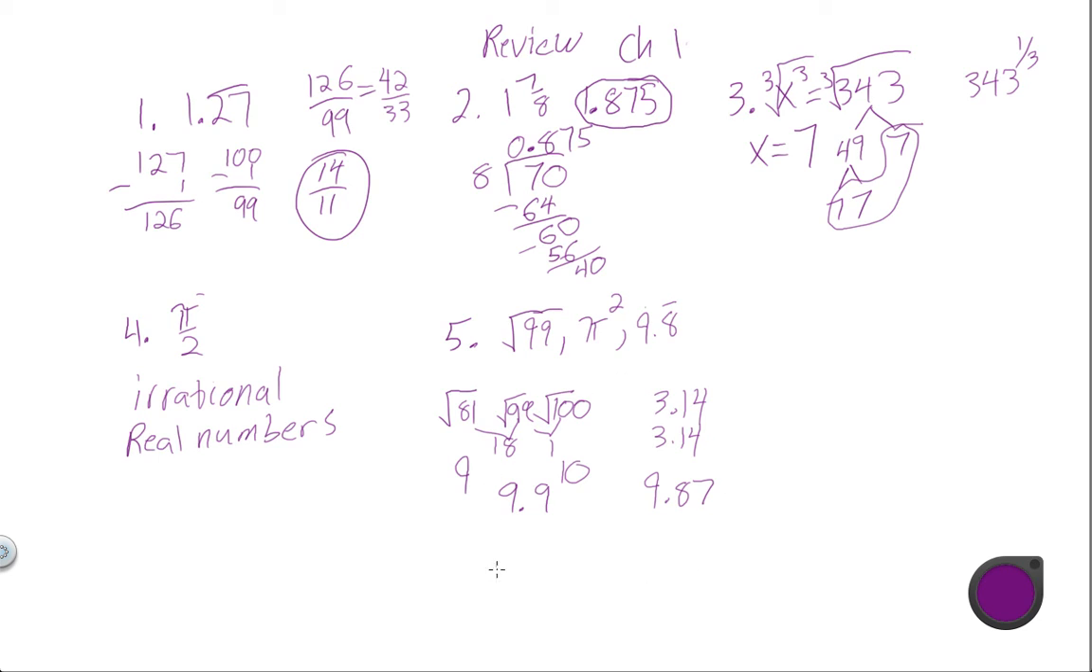And so if we were to put these in order, 9.87 is the smallest. That's going to be our pi squared. Our next is our 9.8 repeating. And then our last one is the square root of 99. And that would be in order from least to greatest. And that is Chapter 1 in a short, quick video.